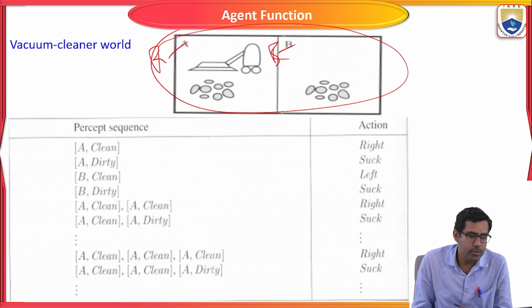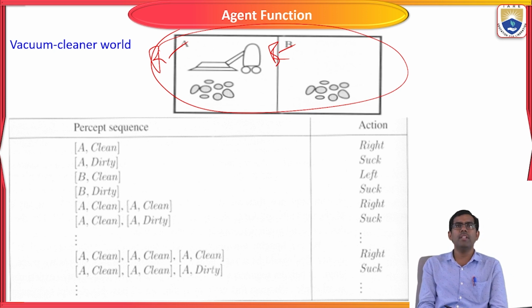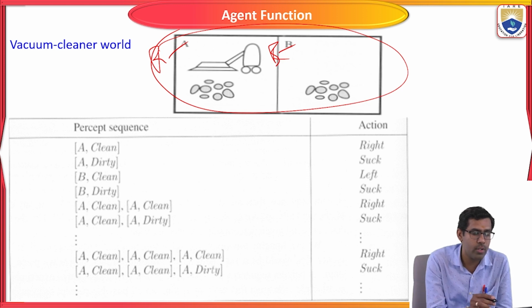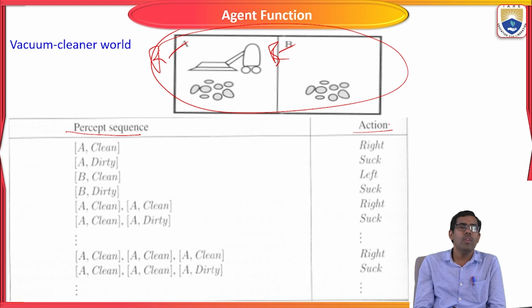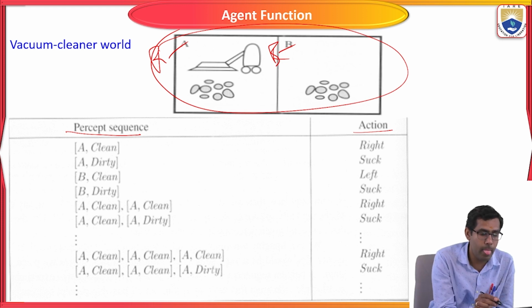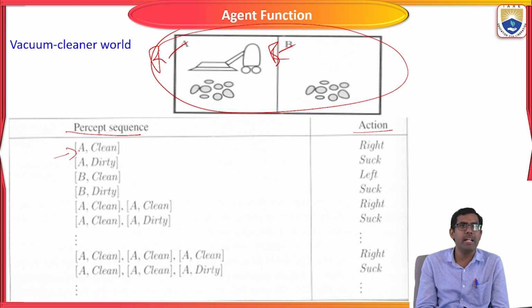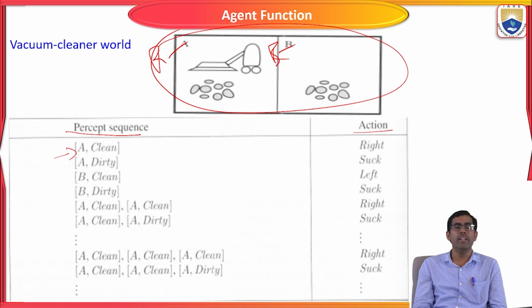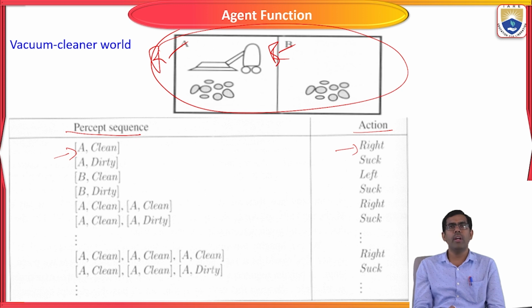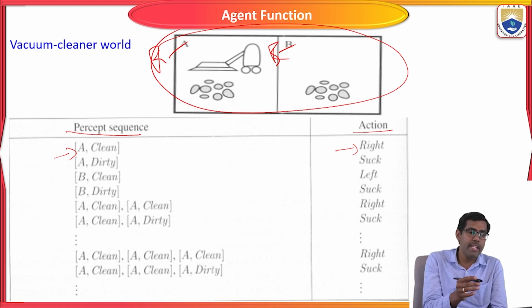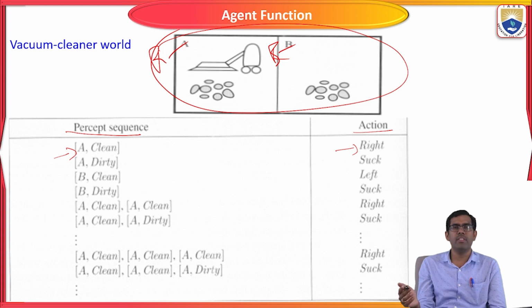In the vacuum cleaner, it is first present in room A. So what are the sequence of actions and perceptions we are going to take first? The second one is, based on the perception, we are going to take action. So first we check the first statement, A comma clean. Room A is already clean. If so, what action are we going to perform? Move right. If room A is clean, next we have to move to room B.